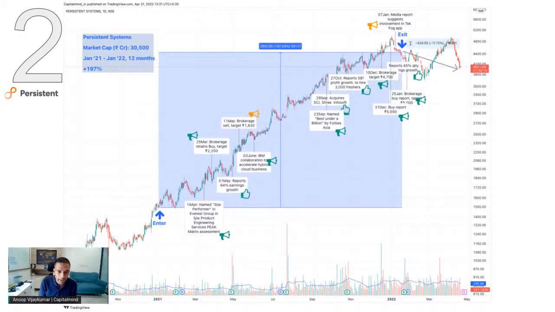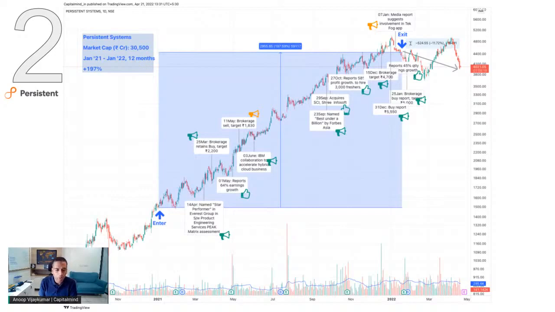On 1st May, it reported 64% earnings growth. Just before that, a brokerage had given a price target of 2200. This was at about 1850 at this point. A few days later, it announced that its collaboration with IBM, which is their hybrid cloud business, was going to be expanded. It was an existing relationship, and they talked about how that's going to help them accelerate cloud adoption for enterprises. Obviously, again, a positive.